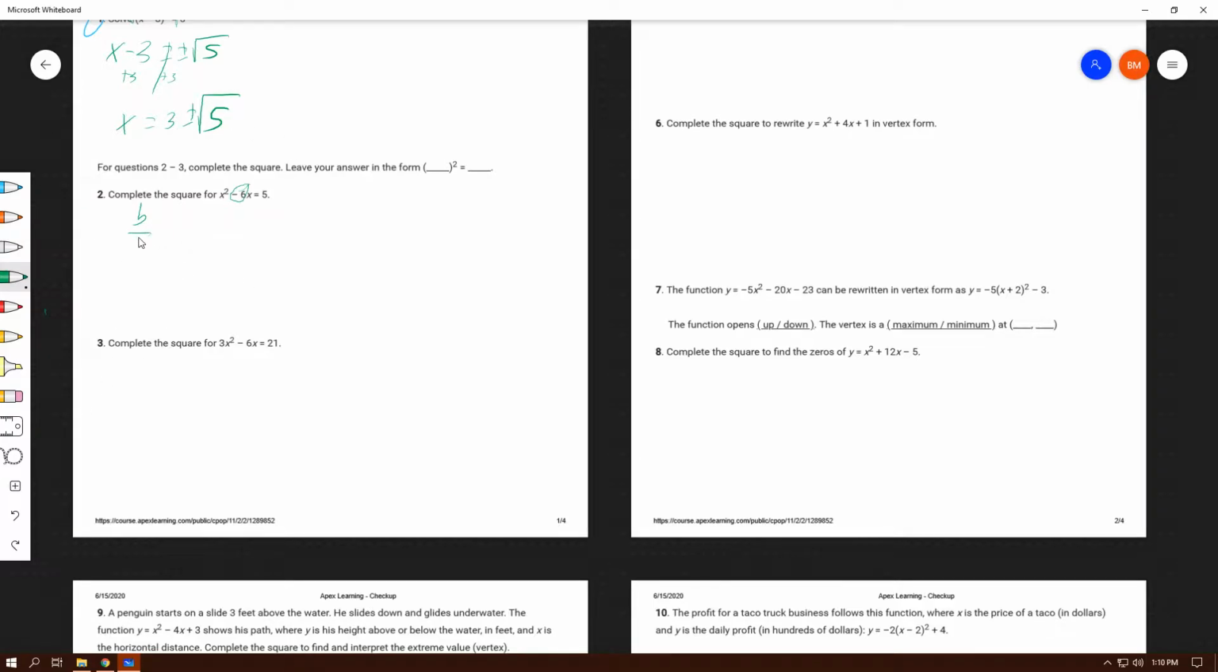And we're going to do b divided by 2 squared. So I need to take negative 6. I need to divide it by 2, and that's negative 3. I then need to square, and that's 9. So what I need to do is add 9 to both sides. So the left side will be x squared minus 6x plus 9 equals 14.